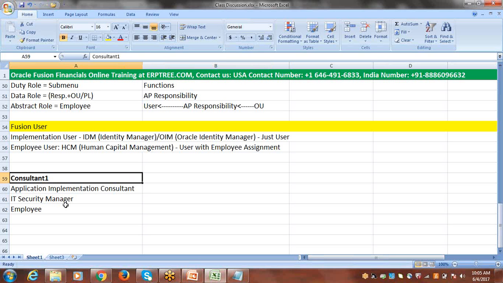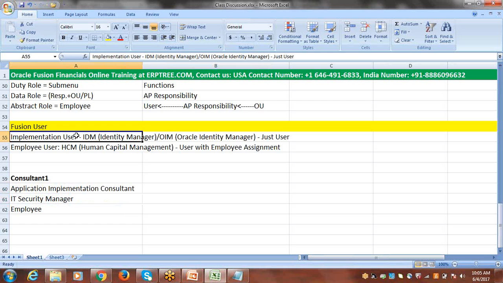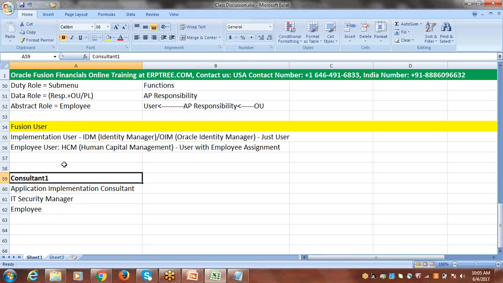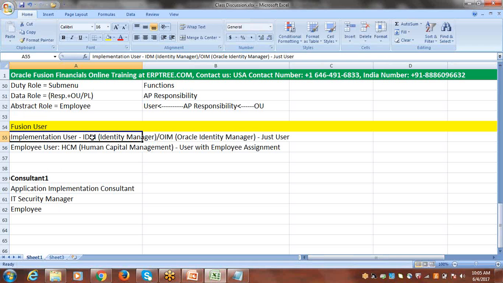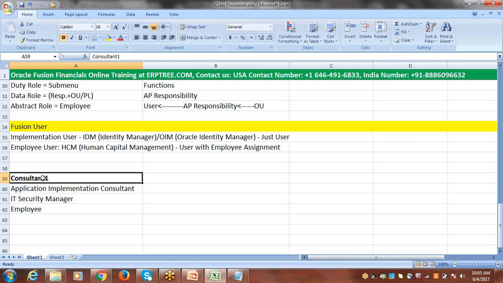So we want to give these roles to consultant 1. When you say consultant, it is nothing but an implementation user. That means this user will first be created from IDM. So a consultant will definitely be created as an implementation user only. From IDM we will create one user, the user name is consultant 1, and for that user we have to assign these 3 roles.